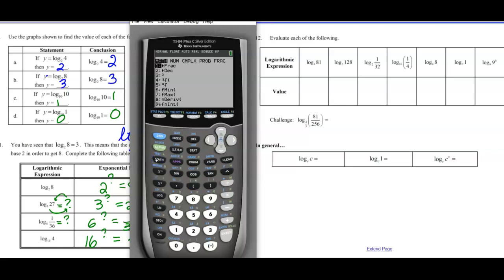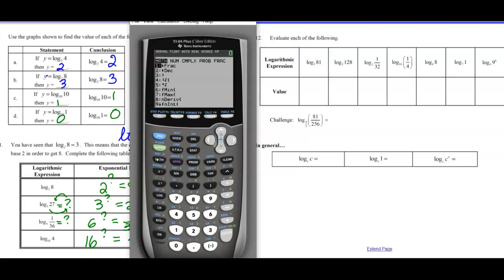Math. Cursor up or down, but up to log base. Enter, in this case, 3. Cursor to 81. And you don't have to even use your brain, which is sad for us not to. I'll do the next one.